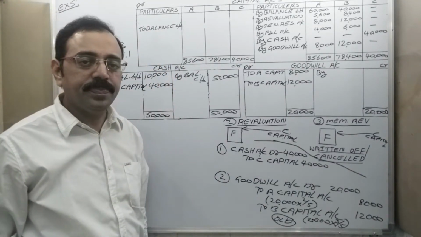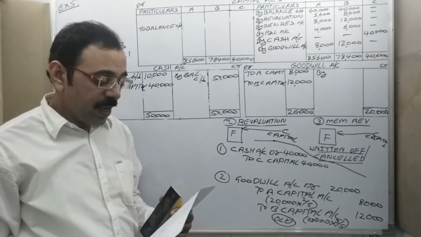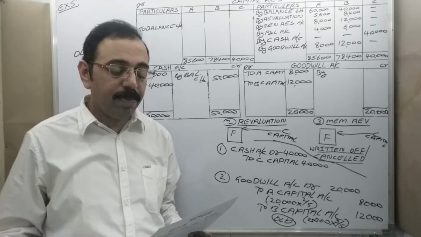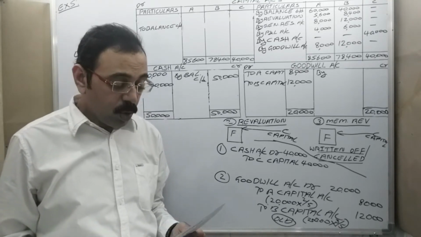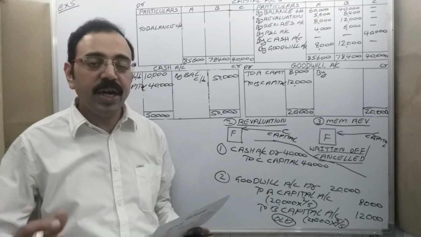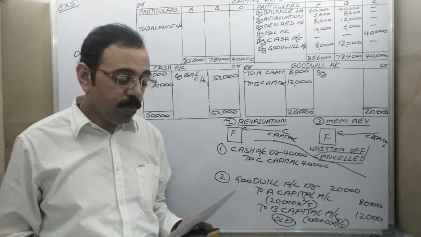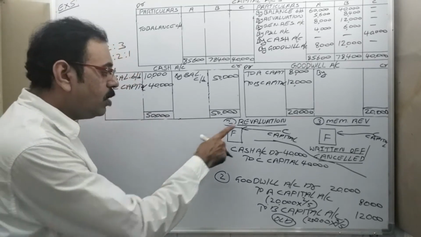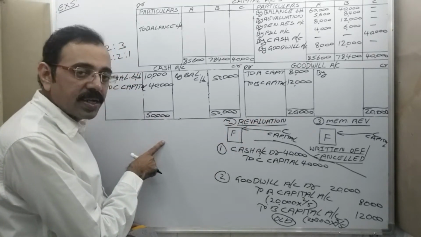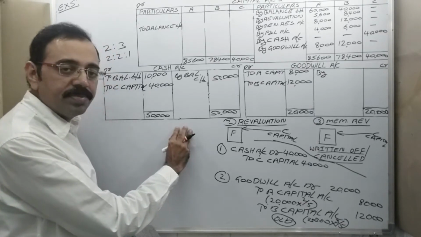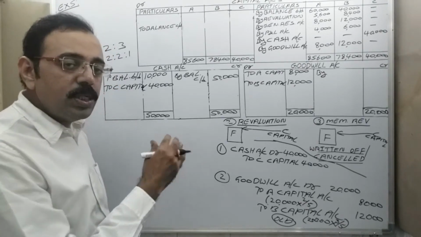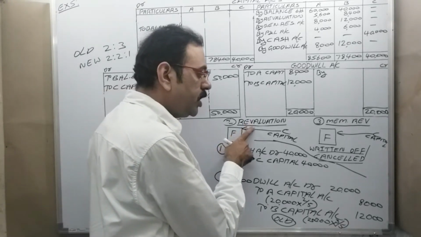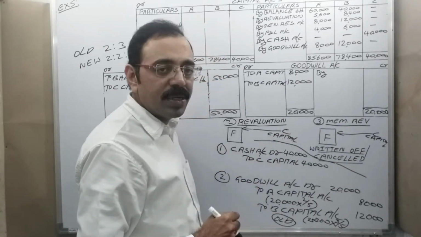Example 5. See this point A. C should bring 40,000 as capital. Goodwill of the firm is valued at 20,000. This is to be written off immediately. C is not bringing goodwill in cash. This is not the premium method. Okay? C is bringing only capital. It may be the revaluation method or the memorandum revaluation method.